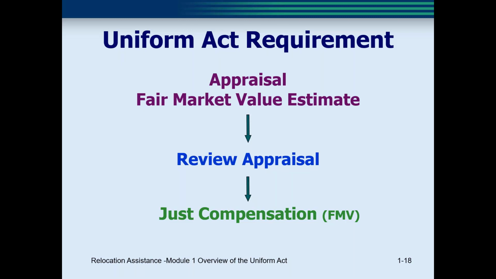The third step is for the agency to set just compensation or fair market value at an amount not less than the approved appraisal. So at ODOT, just compensation is set by an agency official. Neither the appraiser nor the appraisal reviewer may set fair market value. Only an agency official can establish fair market value.